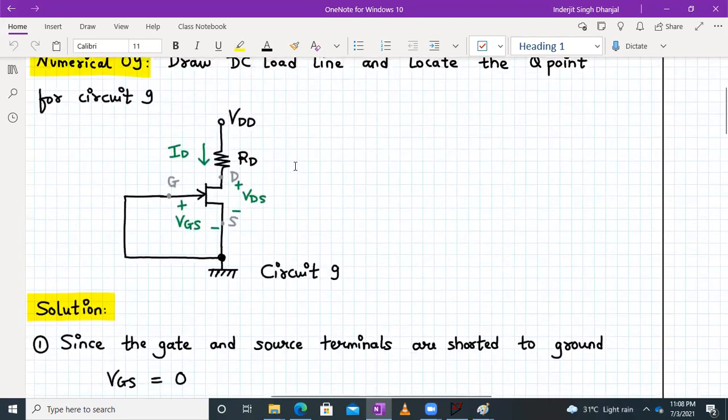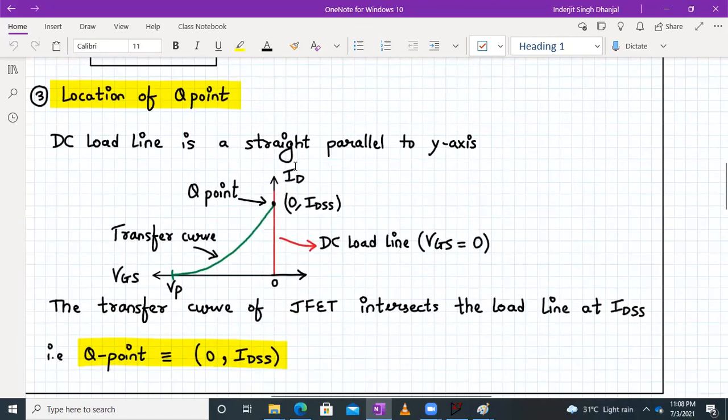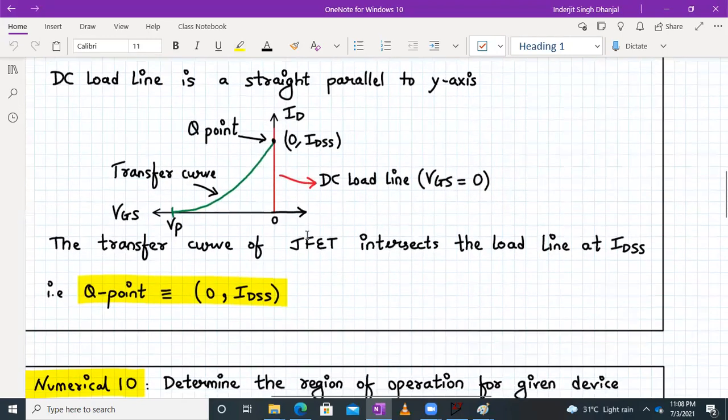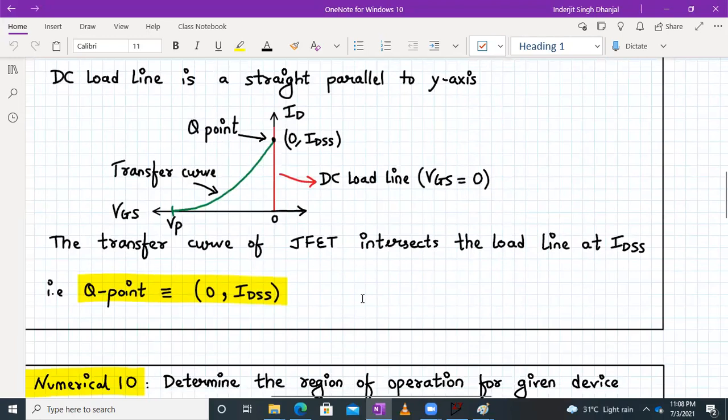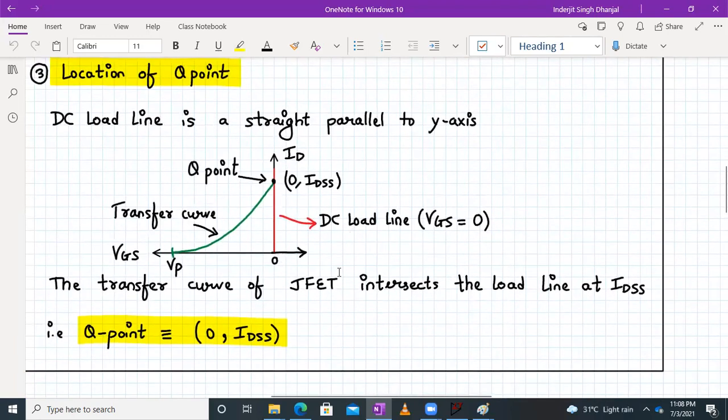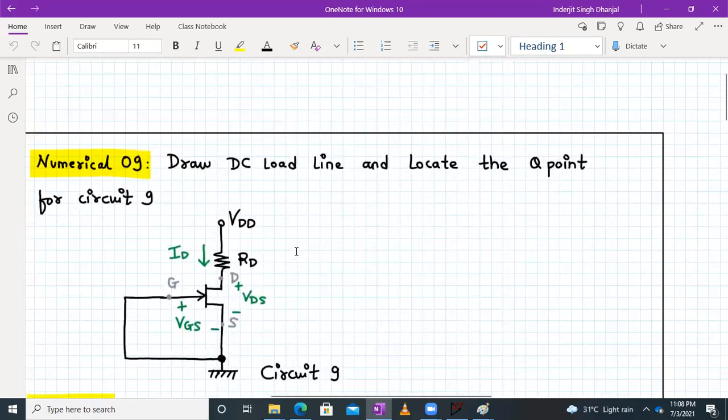So how to locate the Q point for this over here? So here the DC load line is a straight line parallel to the y-axis and on the y-axis. So this is the DC load line, VGS equal to 0. And what is the Q point over here? Wherever the transfer curve intersects the DC load line, and it is intersecting at 0, IDSS. So what is the Q point? 0, IDSS. So the transfer curve of the JFET intersects the DC load line at IDSS. So my Q point will be 0, IDSS. This was about numerical number 9.